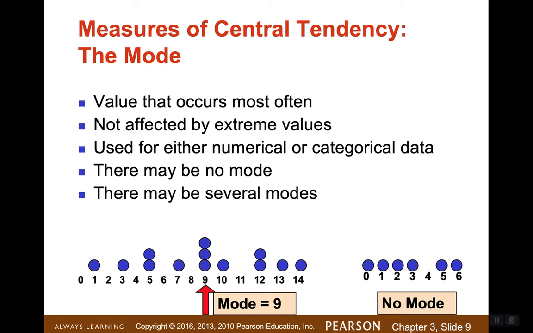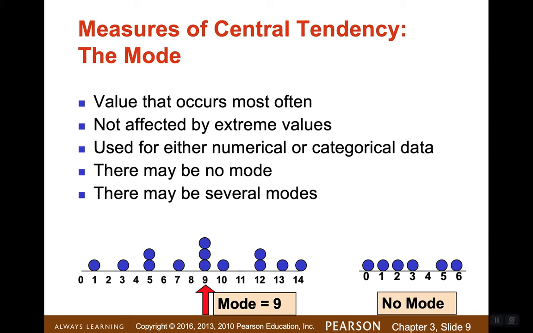And then we have a third measure of central tendency, which is what we call the mode. We define it as the value that occurs most often in the distribution. So what we'll do is look at our sample and collect the count of all of these different values. It's not affected by extreme values, and you can use it for numerical and for categorical data. The problem is there might not be a mode, or there might be several modes.